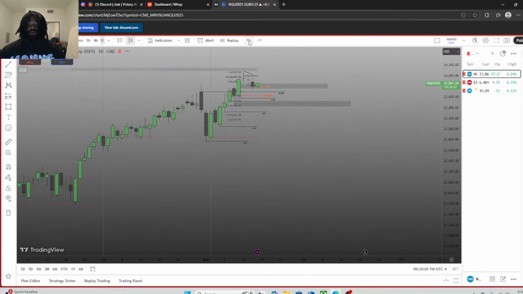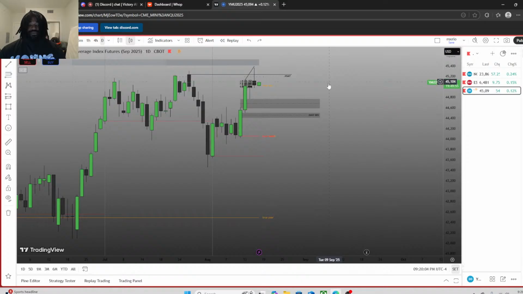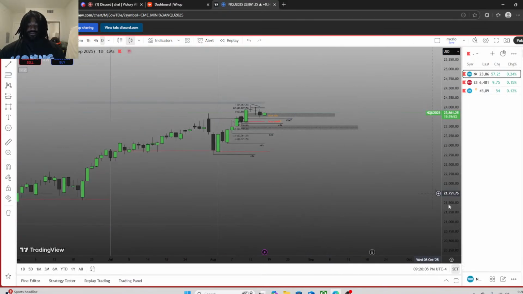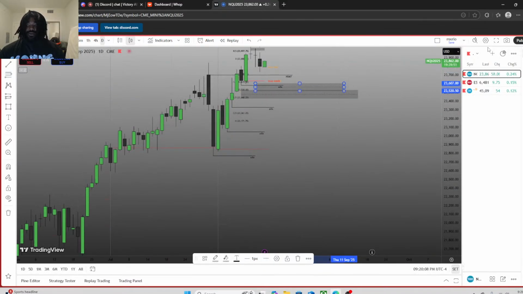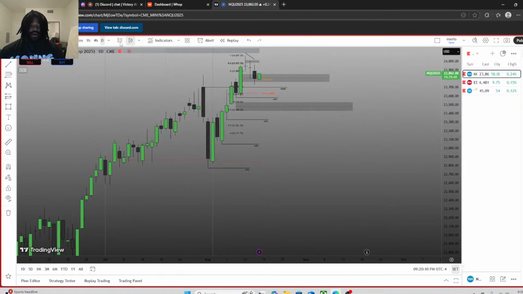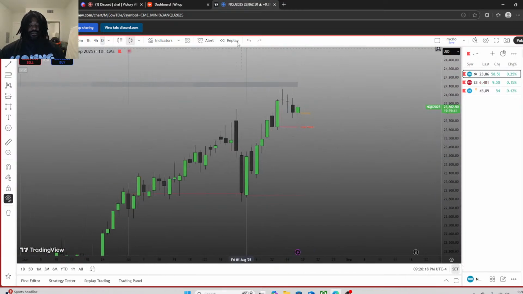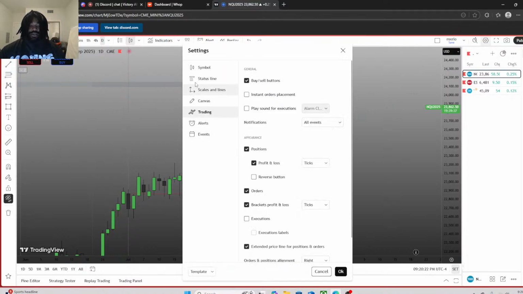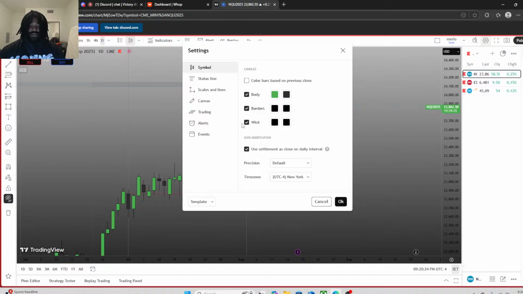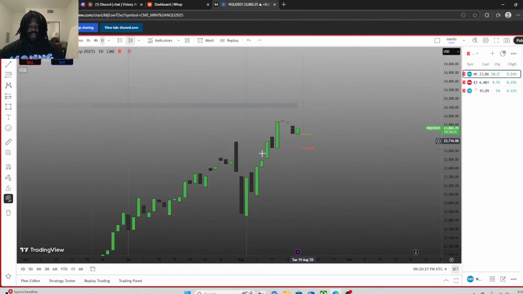So if we go back, as you can see, we're gonna hide all the drawings first. Can I hide them? So we're gonna hide all the drawings. We're gonna go to settings, go to the symbol, turn off the wicks. Okay, so now we're just looking at naked price action. We're not looking at the wicks or anything anymore.